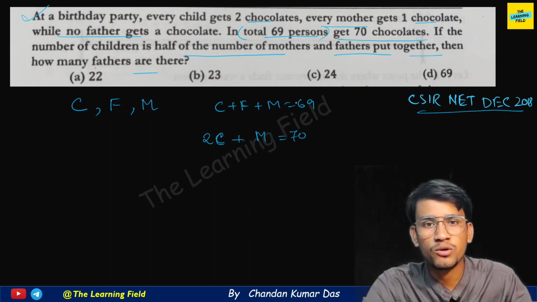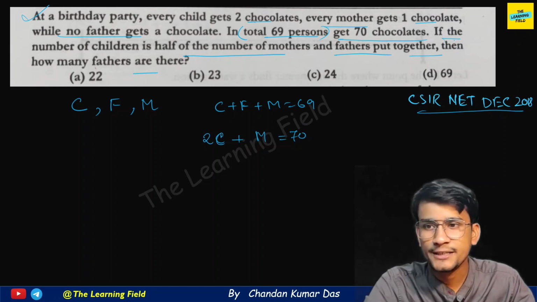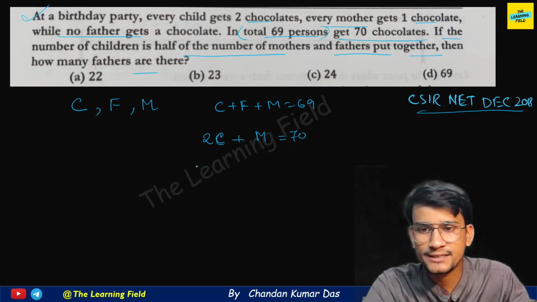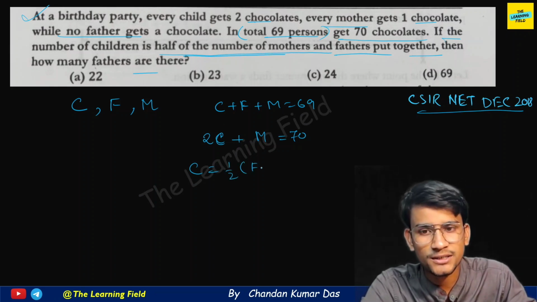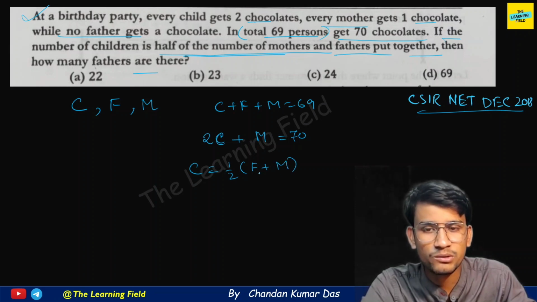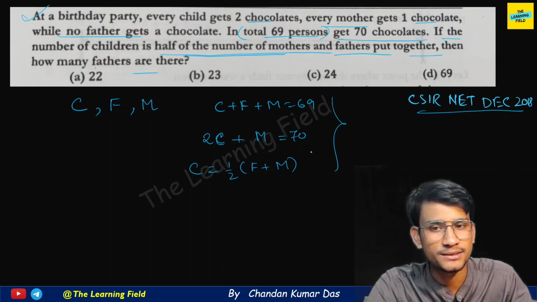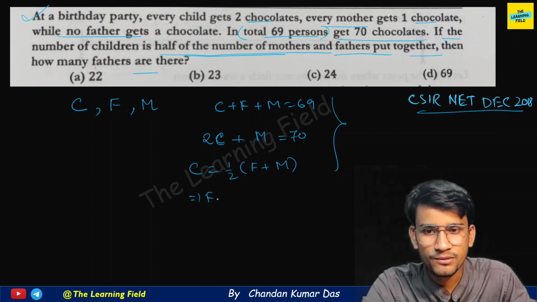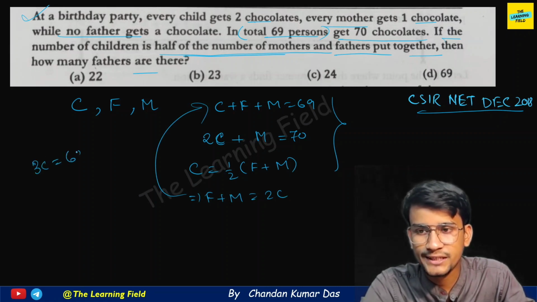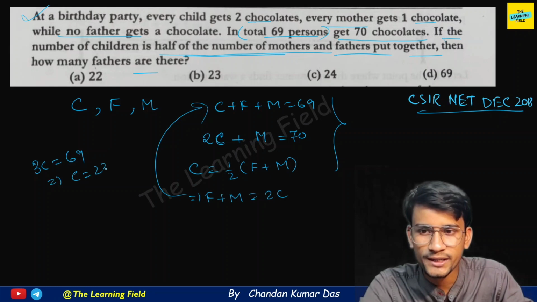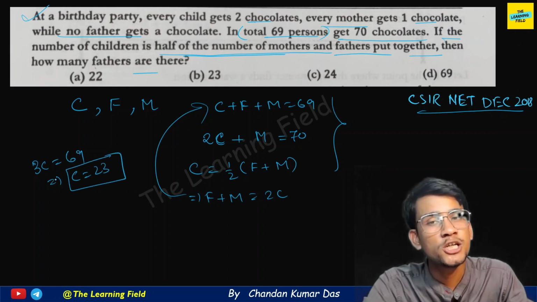And one relation is also given: the number of children, C, is equal to half of the number of mothers and fathers. That means C is half of father plus mother. Now we can solve these 3 equations and get our answer. So F plus M is equal to 2C. Now if we put this in the equation, we get 3C equal to 69. This implies C equals 23. Therefore the number of children is 23.